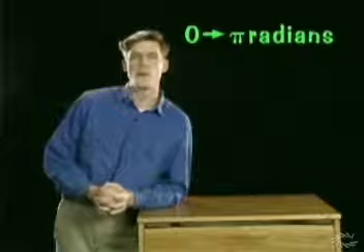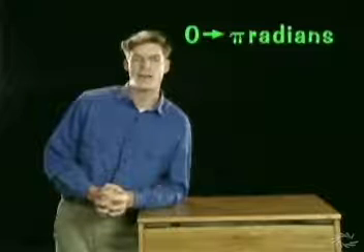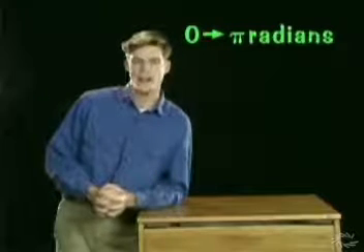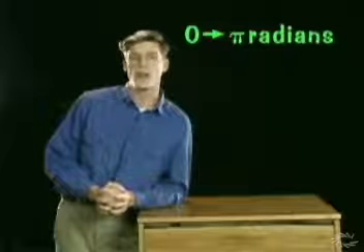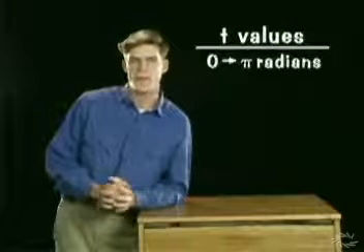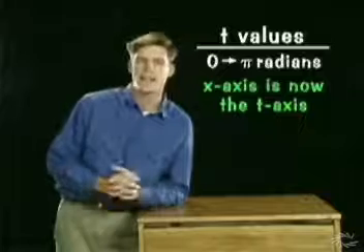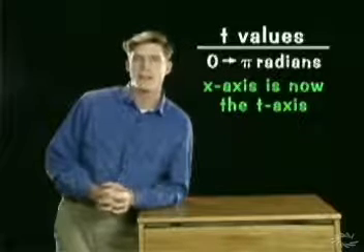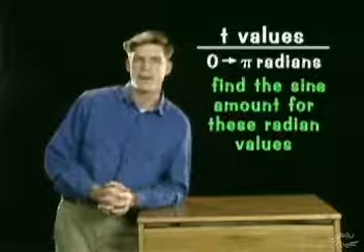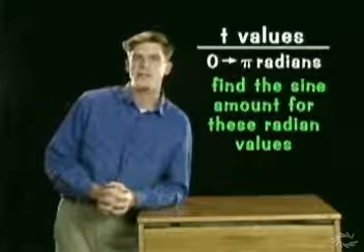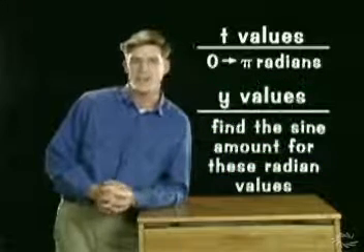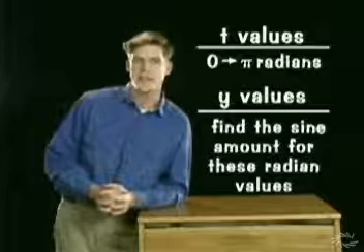For the most part, it doesn't matter which values you select to graph trig functions, but we'll talk more about that in a second. These radian values we've chosen will be our t values on the coordinate graph. Remember, the x-axis is now the t-axis. To graph the sine curve, we're going to find the sine amount for each of these radian values. The sine value for each of these amounts will be our y value. These t and y values will go on a coordinate graph.